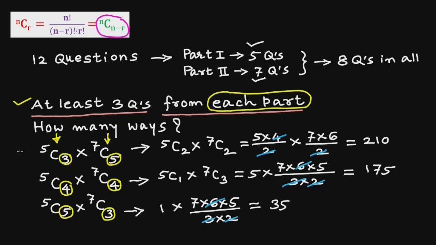Now these three options are happening independently. So we have to add 210, 175 and 35, which gives us 420 ways in which these 8 questions in all can be attempted. 420 ways.